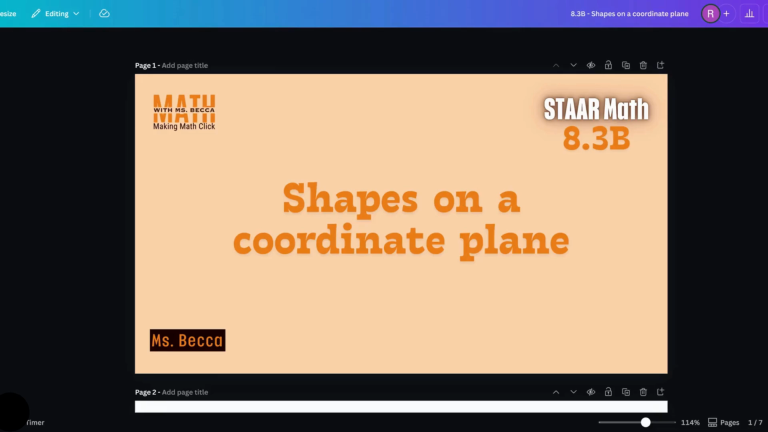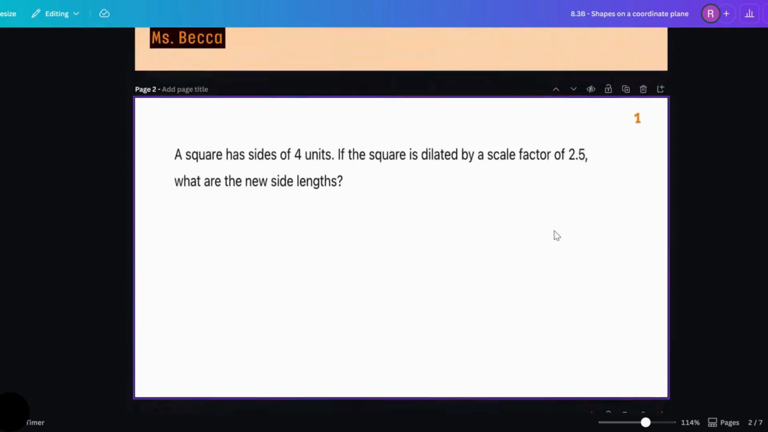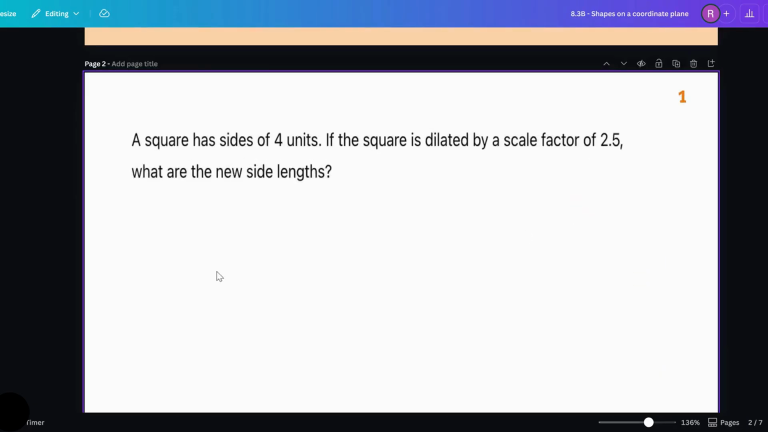Let's solve some STAAR Grade 8 math questions on shapes on a coordinate plane. Let's take a look at this one. The first one says a square has sides of 4 units. We know that a square has equal sides, so that means all of the sides have 4 units each. If the square is dilated by a scale factor of 2.5, what are the new side lengths?